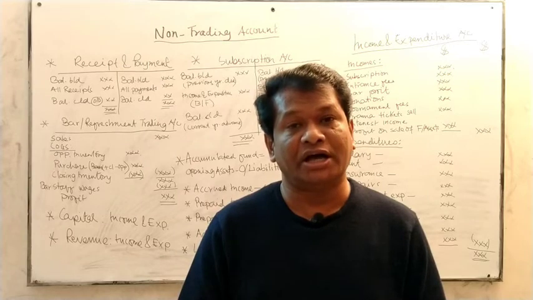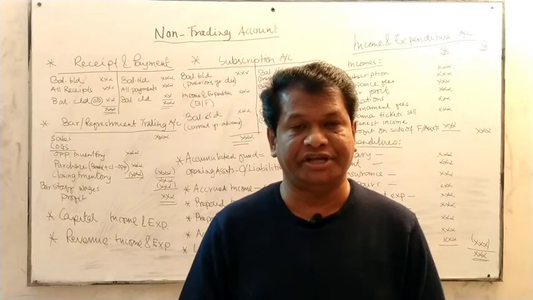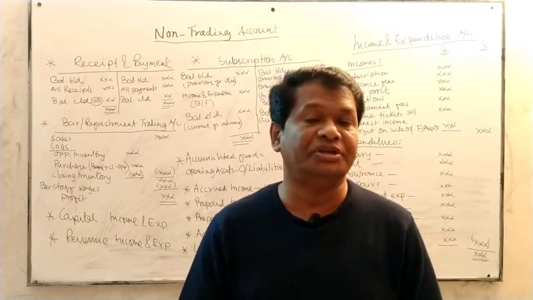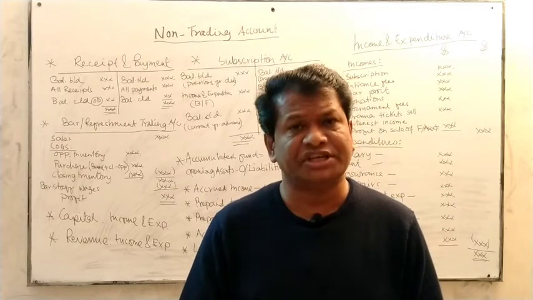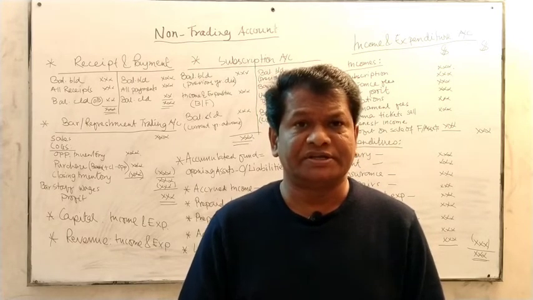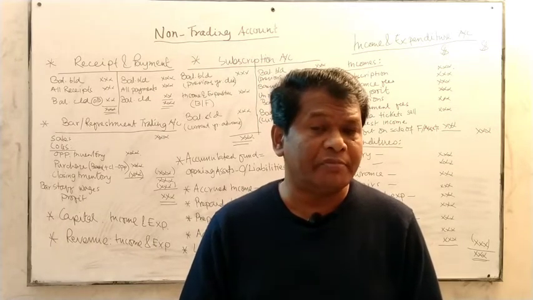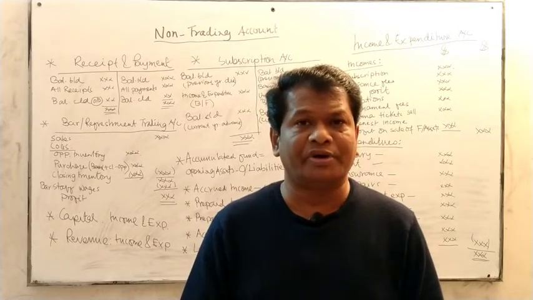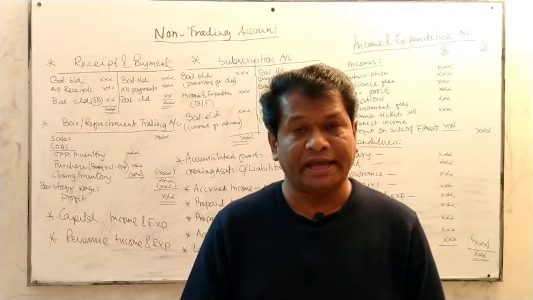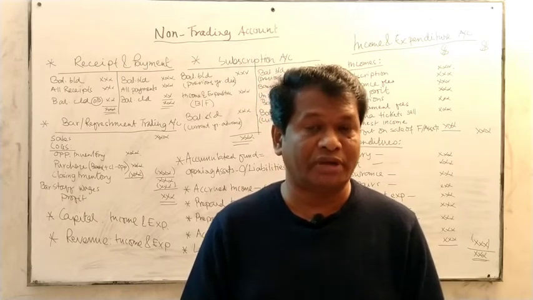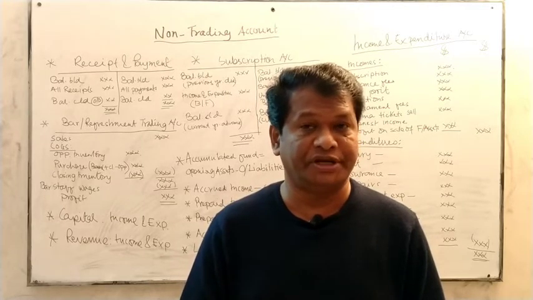Third, you have to prepare the bar trading account or refreshment trading account. What is the bar trading account or refreshment trading account? Bar trading is similar to the income statement. Since it is a non-trading concern, but there is a bar or a refreshment department. Members of the society come here and enjoy themselves. Maybe hard drinks or soft drinks are available. Sometimes some food items are also available there. So this is called the bar or refreshment account.